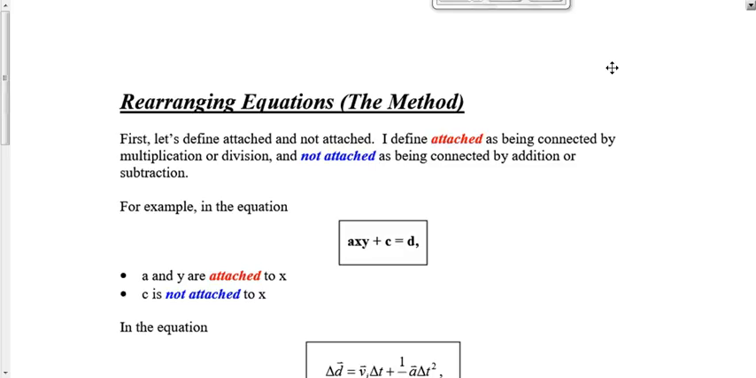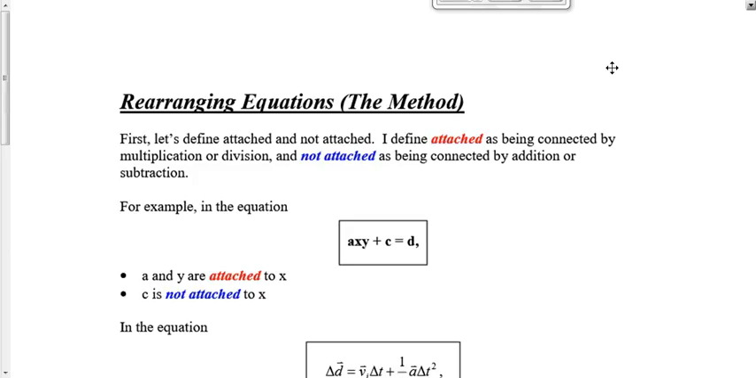We've talked a little bit about this in class already. We've done some examples of this, but the basic idea when you're going to rearrange equations is to do the opposite to what's already done. So if something's multiplied, we divide. If something's divided, we multiply. If something's added, we subtract. If something's subtracted, we add.